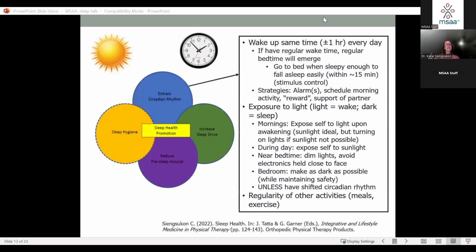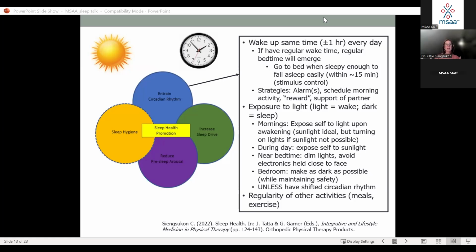And then making the sleeping environment as dark but safe as possible. So if you need a nightlight on to safely get to and from the bathroom, that's fine to do. But again, having it as dark and safe as possible. There are, of course, exceptions.